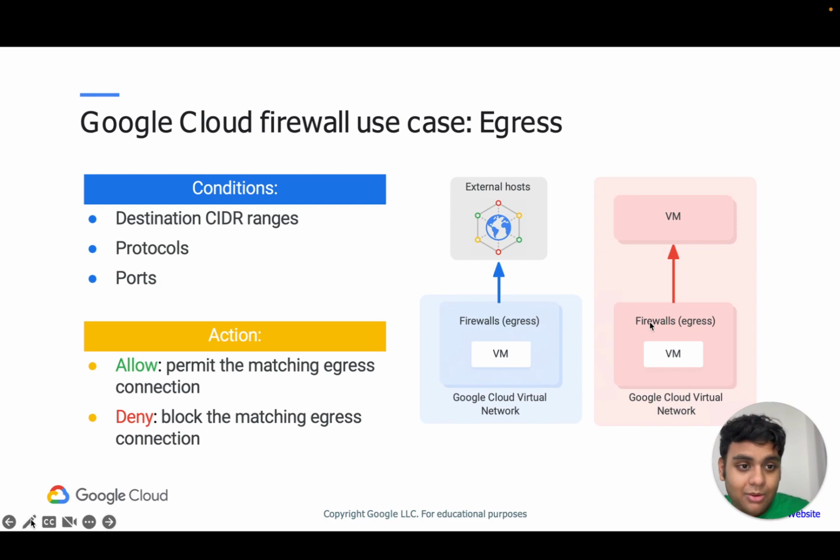So how does it happen? Well, as you can see, these are the egress firewalls, this is the virtual machine, and this is the external host. Now if any connection comes through this, it can permit or it can deny. It can permit some matching connections, or the egress connections, depending on the port or the CIDR ranges, and it can also deny on the basis of that. So this is egress.